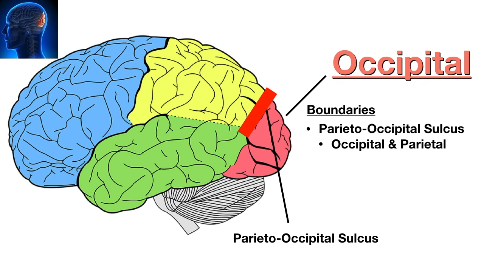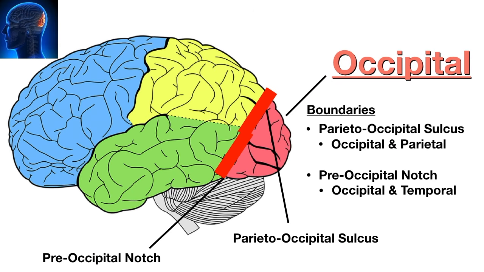The second boundary is not an actual sulcus, it's more of an imaginary line. There's a small notch where the temporal lobe and occipital lobe meet. It's known as the preoccipital notch. And if you can imagine drawing a line from the preoccipital notch up to the parietal occipital sulcus, that's going to be the boundary between the occipital and temporal lobes.